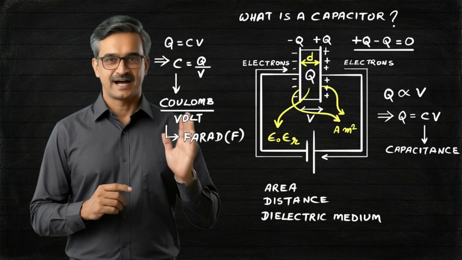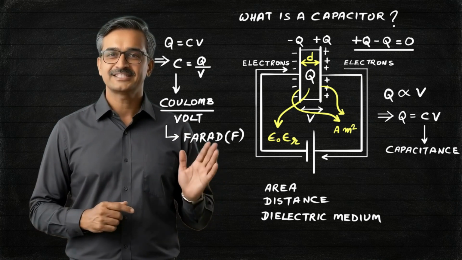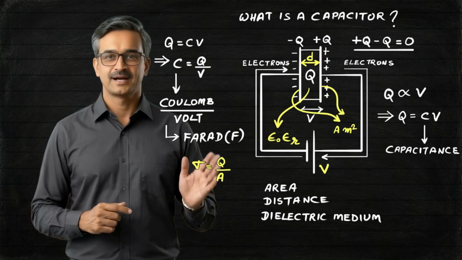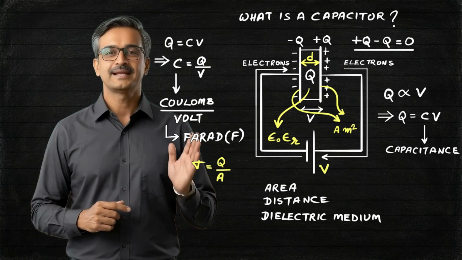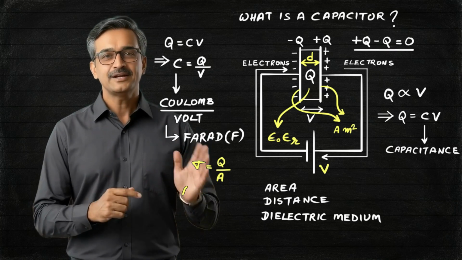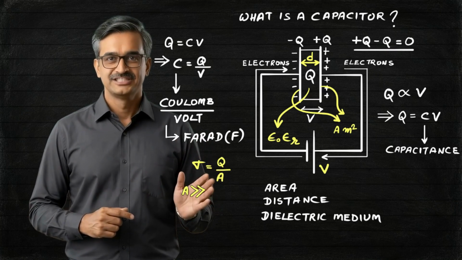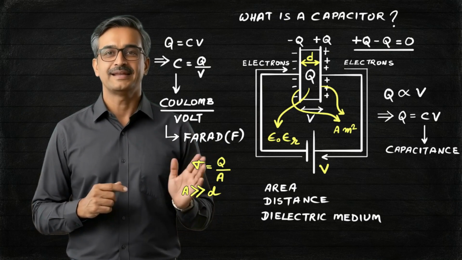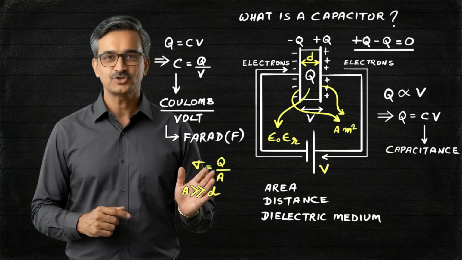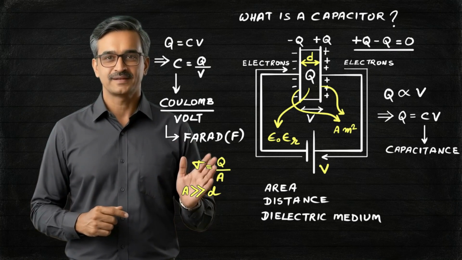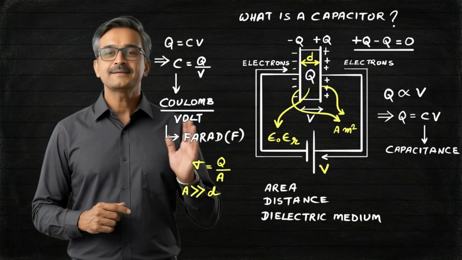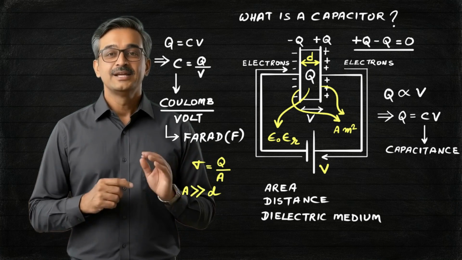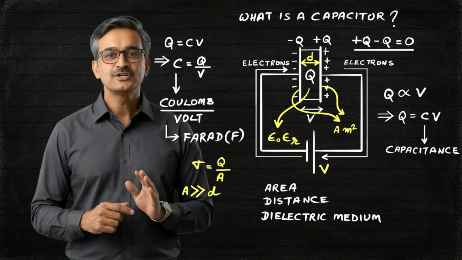From this, we can define the charge density on the plates, that is, charge per unit area, as sigma equals Q over A. Now here's an important simplifying assumption we make. We consider the plate area A to be much larger than the separation distance d between the plates. Why does this assumption matter? Because when this condition holds, the electric field between the plates becomes essentially uniform, and it points perpendicular to the plates. This is what lets us apply some very clean, simple mathematics rather than dealing with messy field distortions near the edges of the plates.